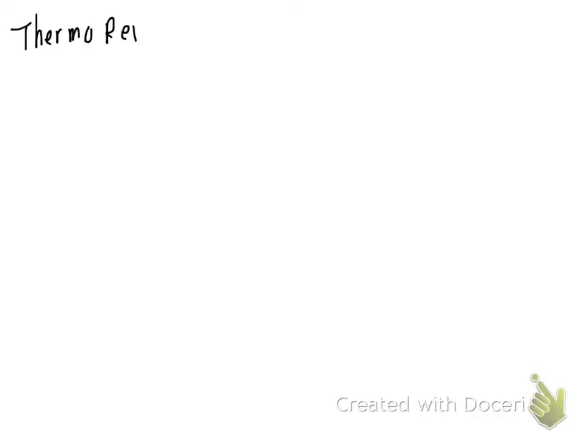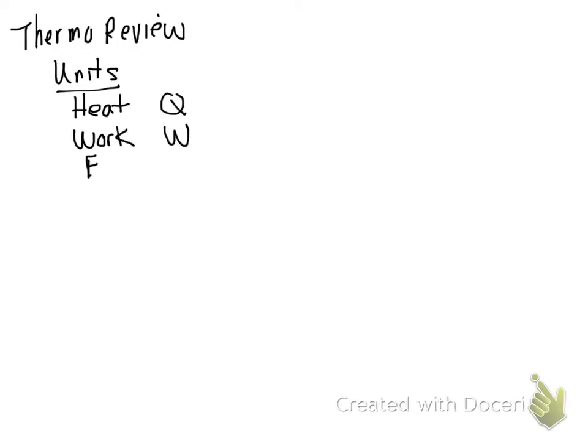As promised, this is your physics thermodynamics review. We're going to start by just reviewing units. Heat has a symbol of Q. Work's symbol is W. Energy, any kind of energy, symbol is E. So that could be E as in potential energy, kinetic energy.